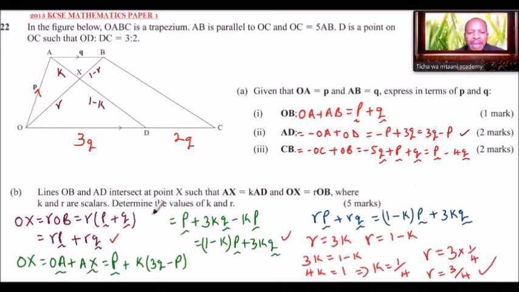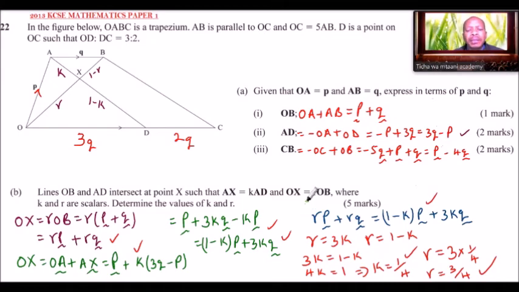So we have managed to get the values of K and R. So you get marks for that. You get marks for equating that. You get marks for equating OX in two ways. So that's how you work out that question. I hope it is clear.